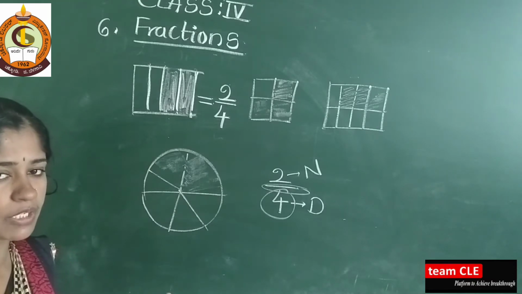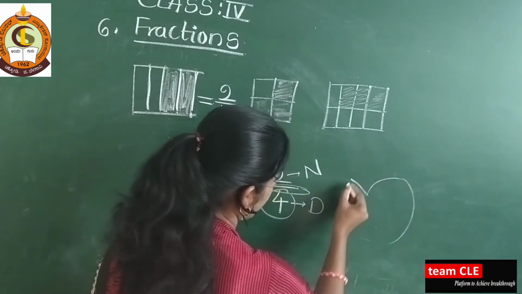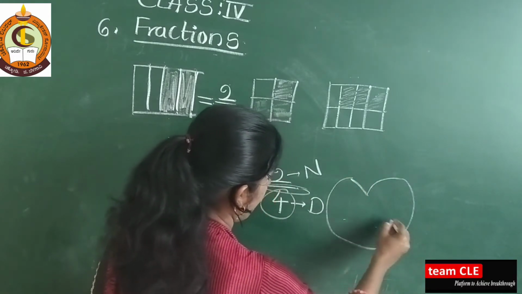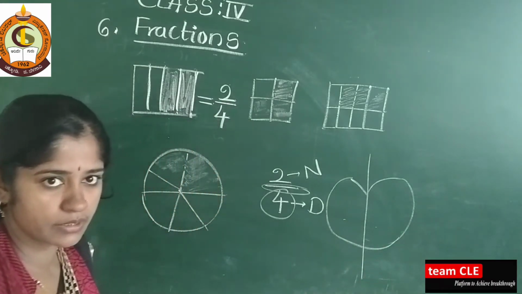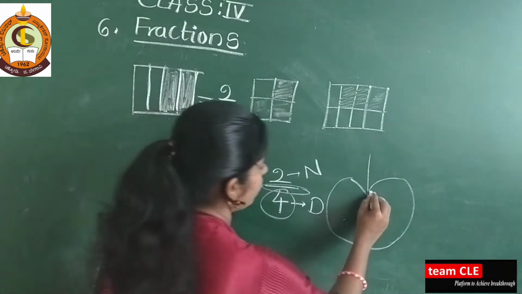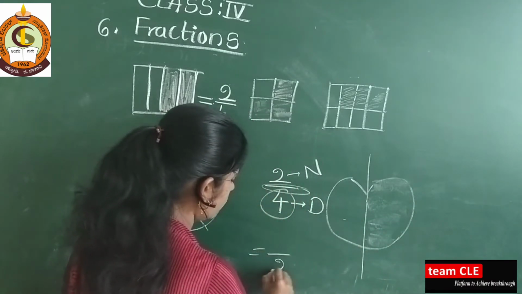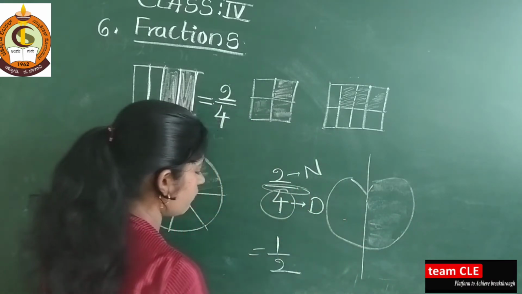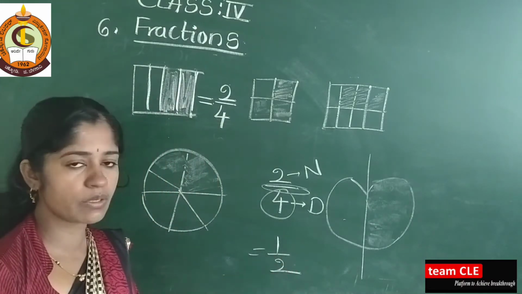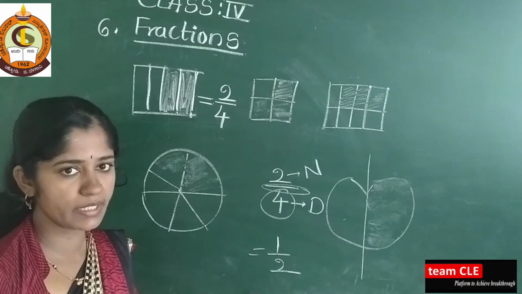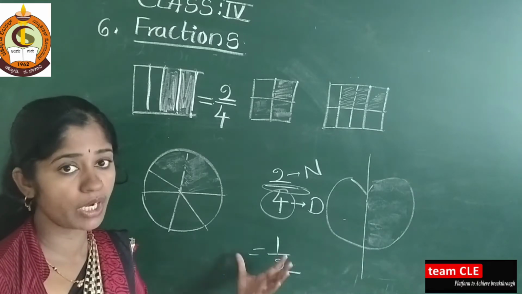For example, you have taken one apple, and you gave half of it to your sister. How to write this? The total parts are how many? 2, and you gave 1 to your brother. It means it is a half. We can read it as 1 by 2, or we can read it as a half also. Fraction means it is a part of a whole.